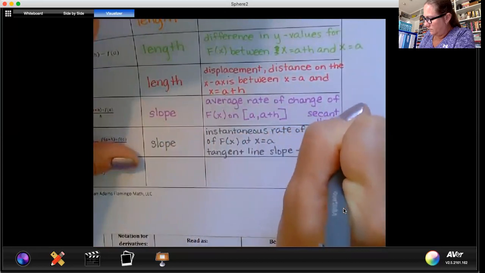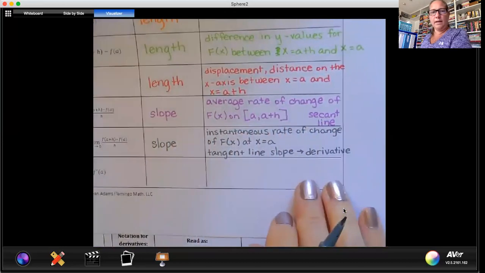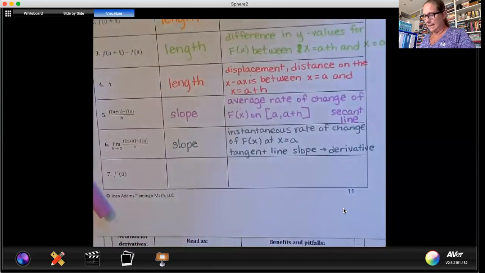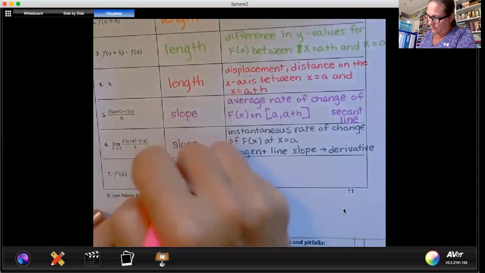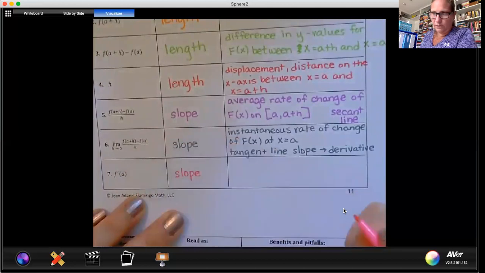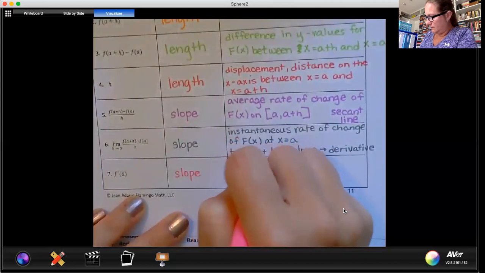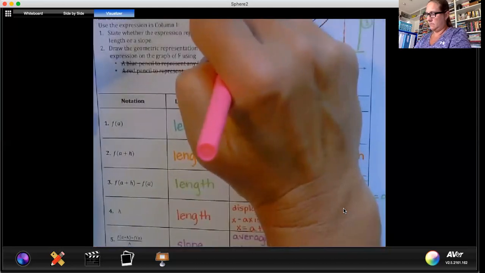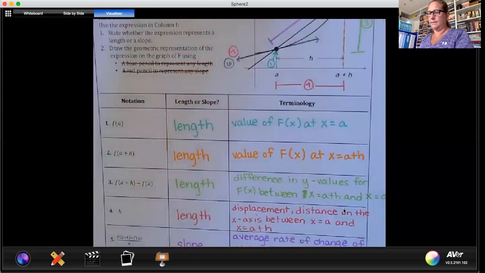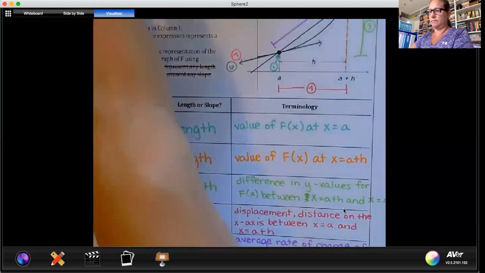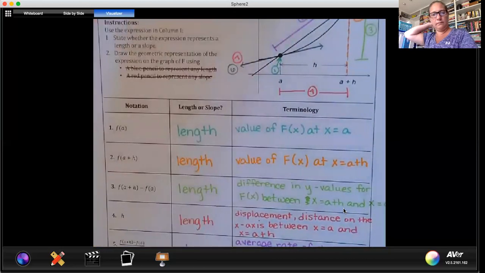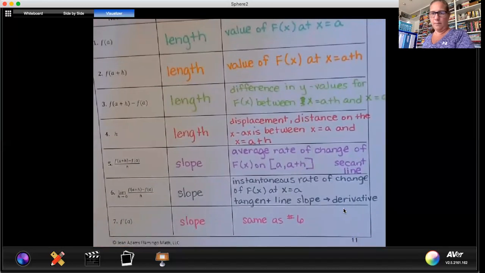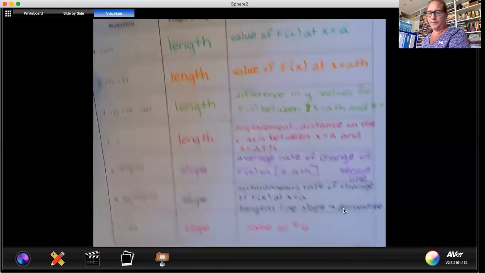And f prime of a represents the same thing. It's just another way to write it. So also a slope. And we're just going to say this is the same as number 6. So we're not going to rewrite that again. And then go back up to our graph and put a number 7 right there beside it. This is graphically what your derivative looks like. Again, pause your video at any point when you need to catch up.